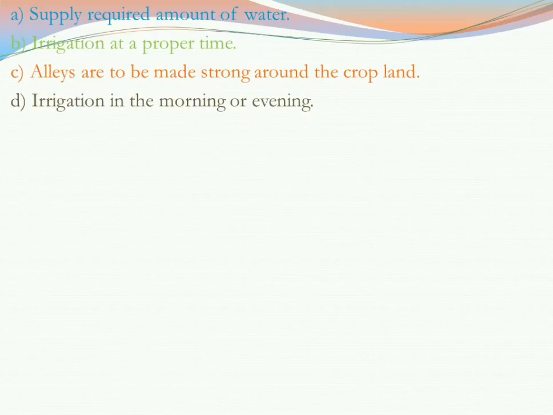Irrigate in the morning or evening, because if we do irrigation in the daytime, then it evaporates and losses happen. But in the morning and evening the sun doesn't give that much heat, so the water converts into vapor in a lesser amount compared to daytime or midday. That is why if irrigation is done in the morning and evening, that should be better for the crops.